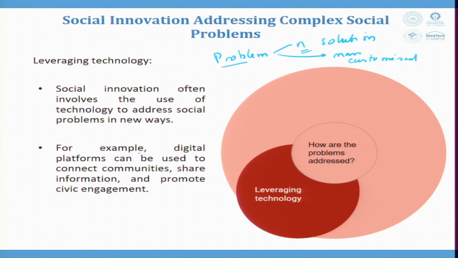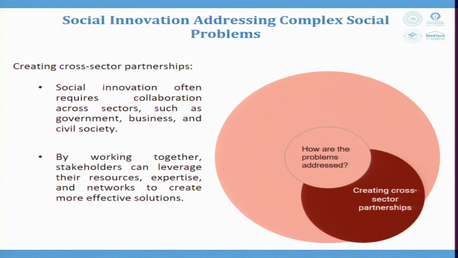So, social innovation often involves the use of technology to address social problems in new ways. For example, digital platforms can be used to connect communities, share information and promote civic engagement. Promoting civic engagement involves people for the betterment of society. Every stakeholder in the society gets their part in terms of finance, so that everybody feels happy and keeps sustaining in developing social innovative solutions. The last one is going to be creating cross sector partnership.